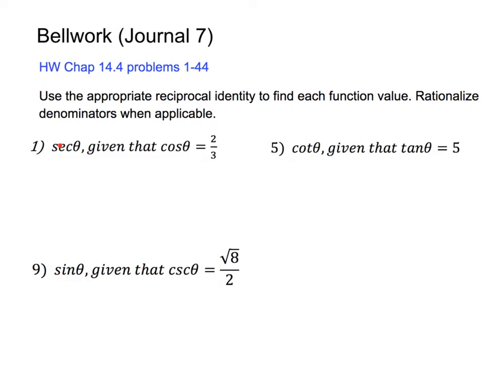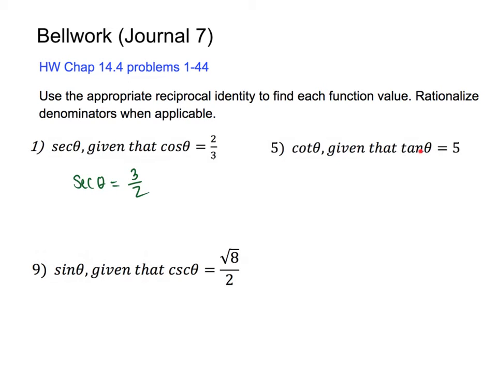So what is going to be secant's value? Well, in this case, we learned that reciprocal just means that we flip the ratio or the fraction. So secant needs to equal 3 over 2 then. Pretty easy, right? But then when we get to this one here, this one gets a little bit more interesting.